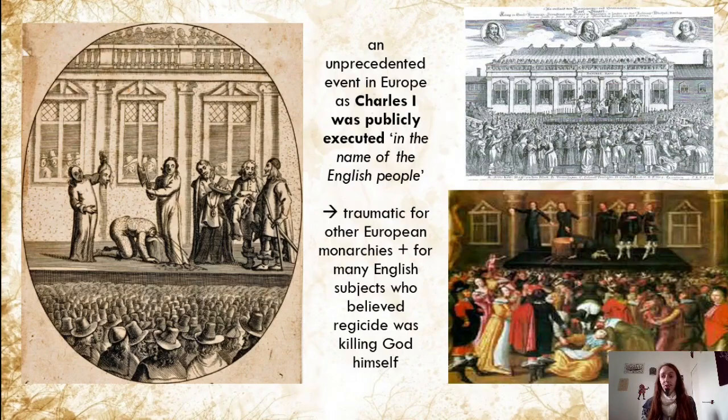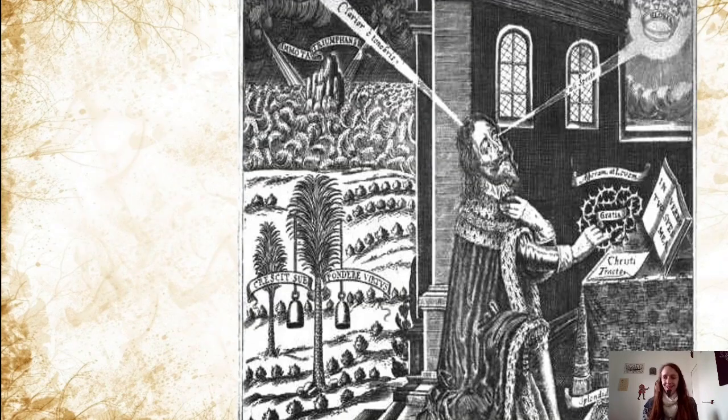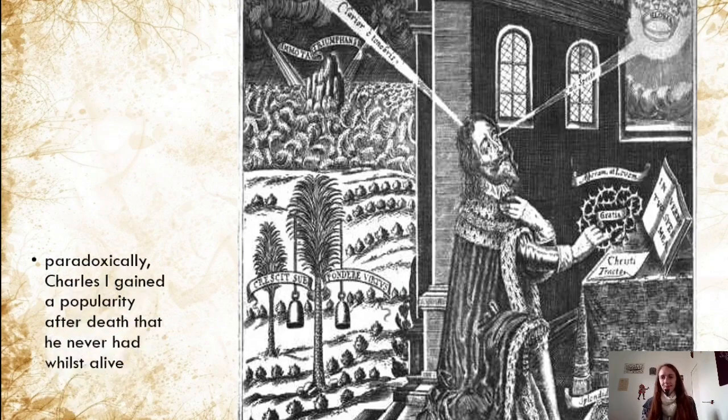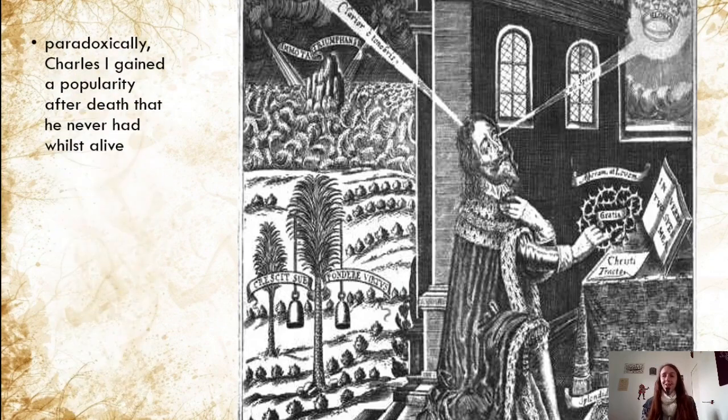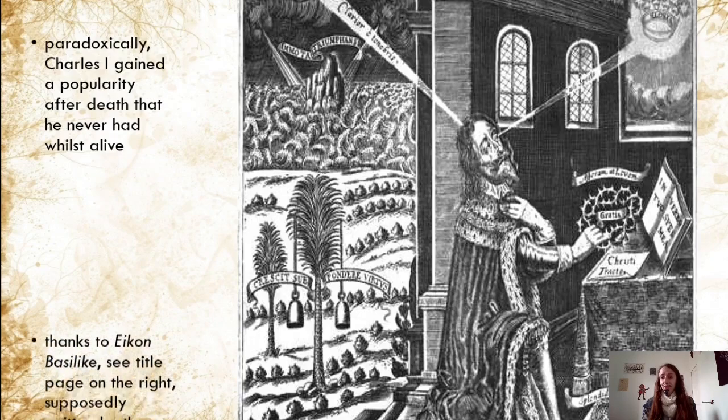Charles I was publicly executed in the name of the English people. This was traumatic for other European monarchies and for many English subjects who believed regicide was basically killing God himself. Paradoxically, Charles gained a popularity after death that he never actually enjoyed during his lifetime.